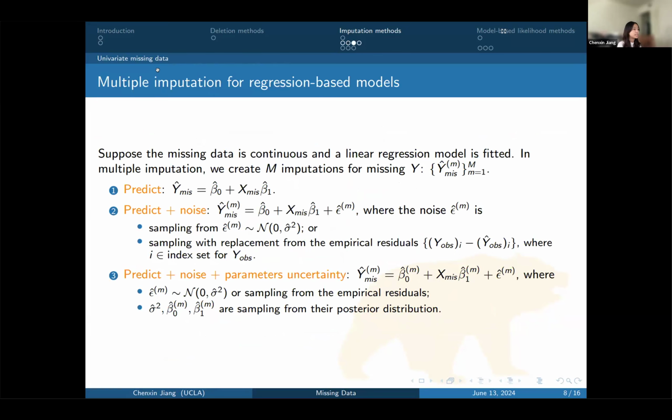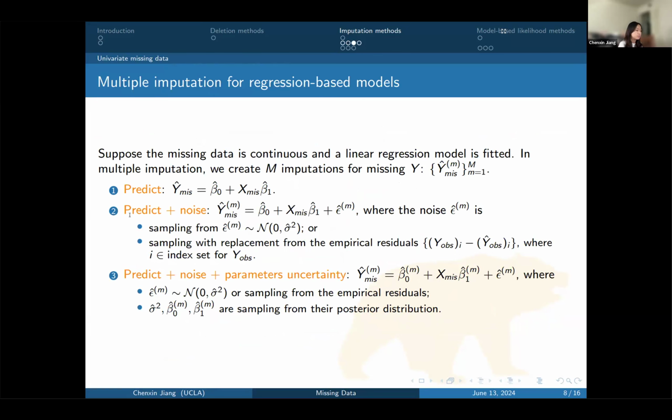Okay, so this is the procedure for how we do multiple imputation in regression-based models. Assume a linear regression model is fitted, and if we only have one single predicted value, this is single imputation. But if we want to do multiple imputation, we have two choices.